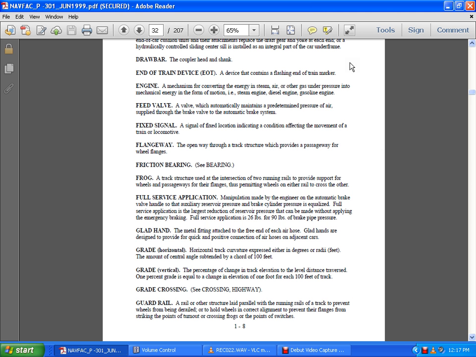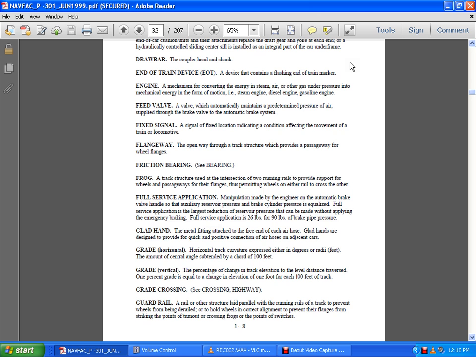Grade, horizontal: the curvature expressed in the degrees of radius in feet and the amount of center angle subtended by a chord of 100 feet. Grade, vertical: the percentage change in elevation over a distance traversed. One percent is equal to a change in elevation of 1 foot in 100 feet of track.